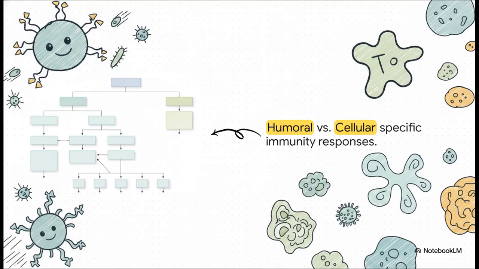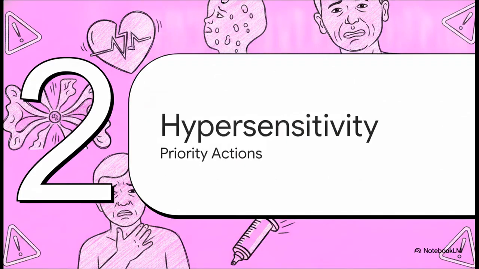Now, on the flip side, we have the T-cell-mediated cellular response. This is your delayed hypersensitivity. It kicks in for slowly developing infections, and it's also heavily involved in autoimmune responses and rejecting foreign cells. Grasping this basic division is absolutely key to understanding why certain immune disorders present the way they do in your patients.